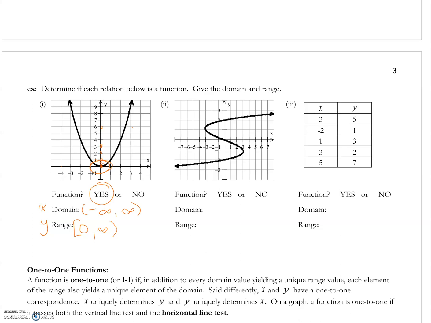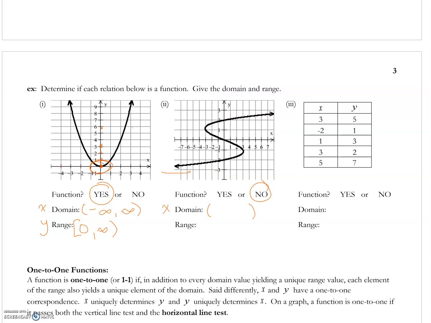First, function or not, I do my vertical line test, and if I do the vertical line test in the right spot, you'll see that this vertical line hits this curve once, twice, 3 times, meaning no, it is not a function. For my domain, again, I'm looking at the x values.